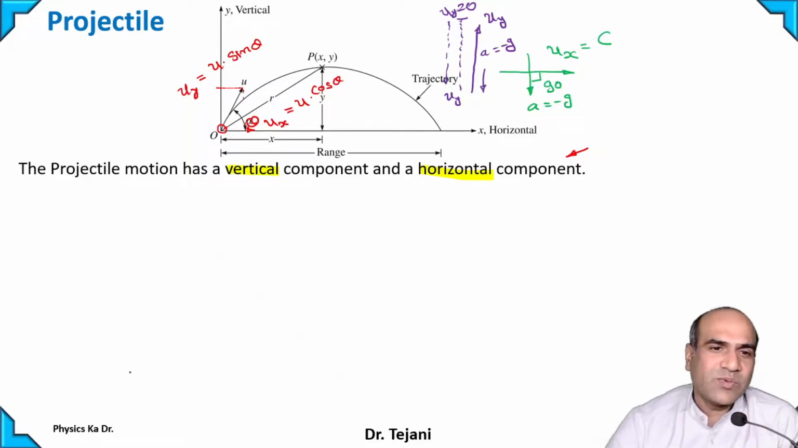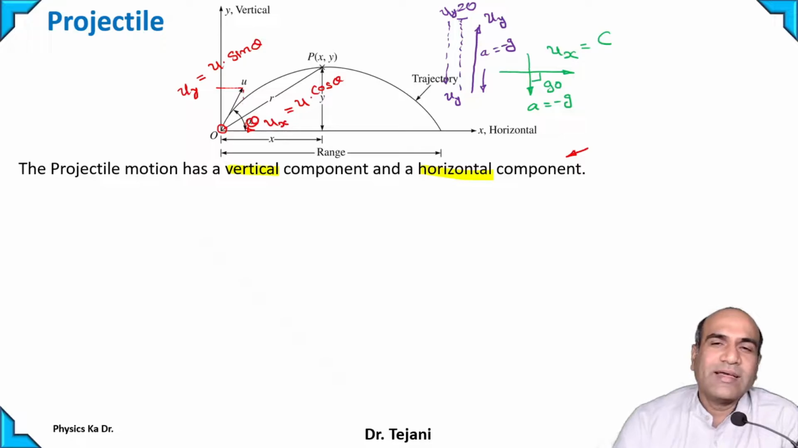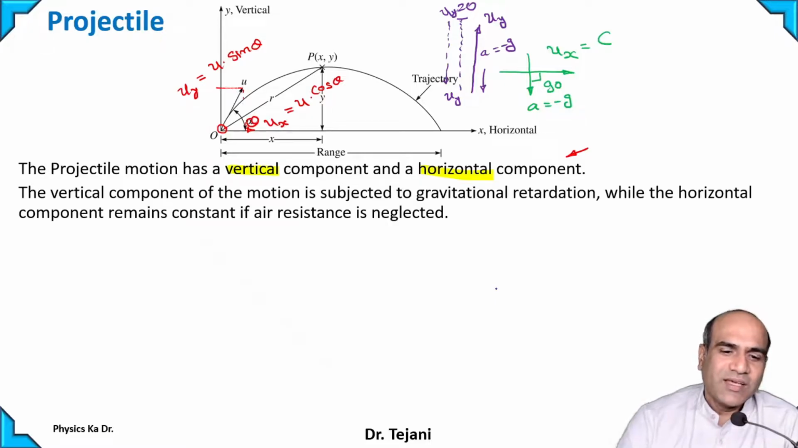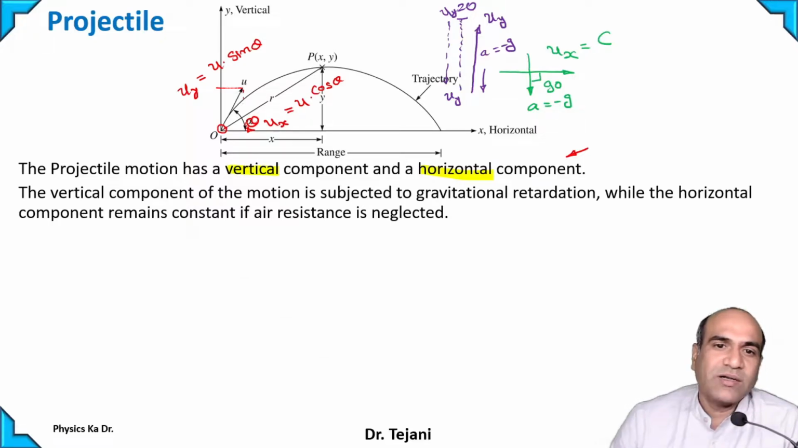Therefore, this projectile motion has two components, one horizontal and the second vertical. The horizontal component is always constant, whereas the vertical component is subjected to gravitational acceleration, and therefore it changes with time. We have to understand this concept, and that will help you solve many different examples. So the vertical component of the motion is subjected to gravitational retardation, while the horizontal component remains constant if air resistance is neglected.